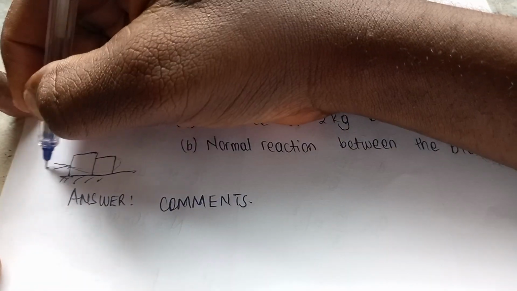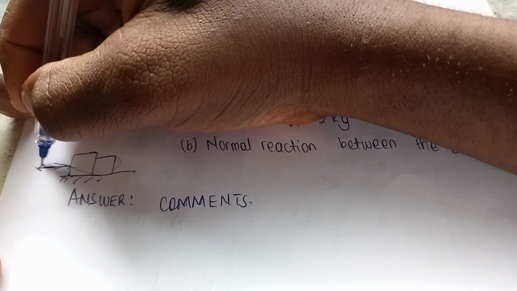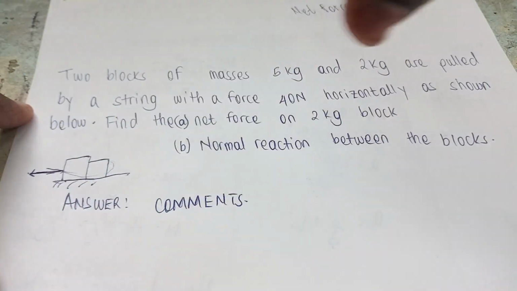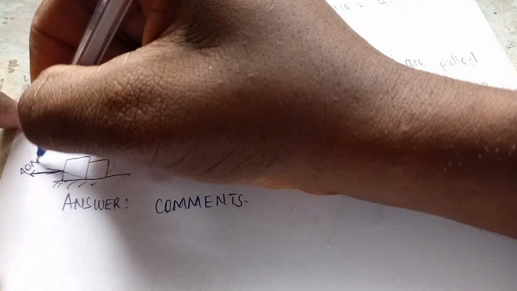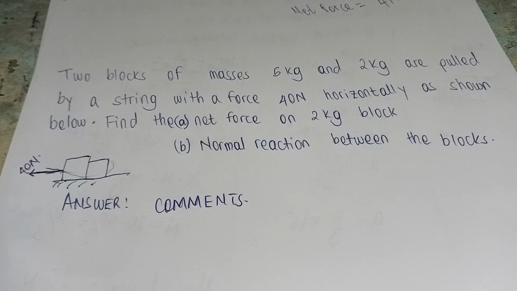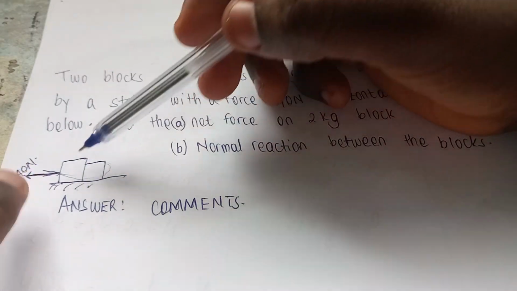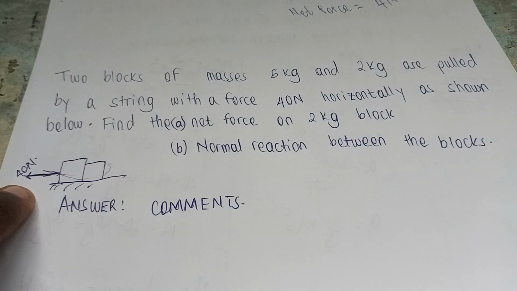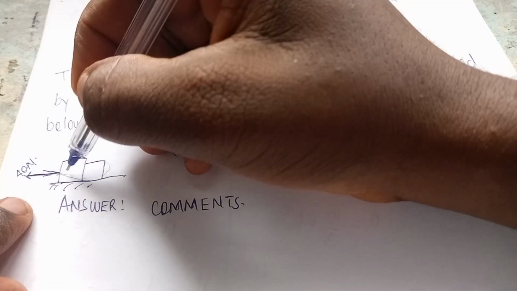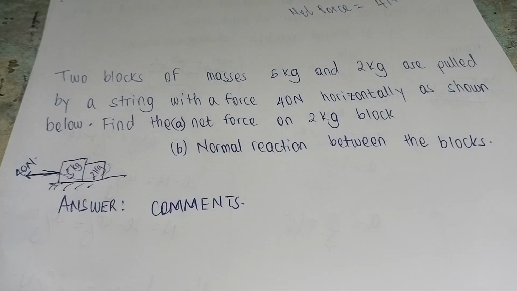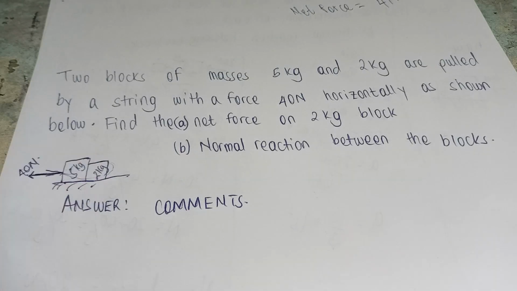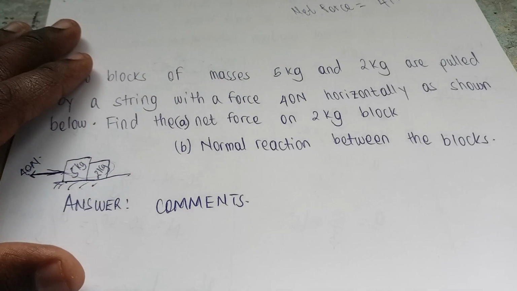Sorry, the string is horizontal, aligned horizontally, because if it's inclined, that's something else which you'll see in other videos. The force is 40 newtons horizontally, as shown. Remember, I said they are pulled, right? So this whole thing is tied to the string and it's pulled in this direction. Find the net force on the 2 kg block. Now I think you know this is the 5 kg block, and this is the 2 kg block. Find the net force on the 2 kg block, this one, and the normal reaction between the blocks.